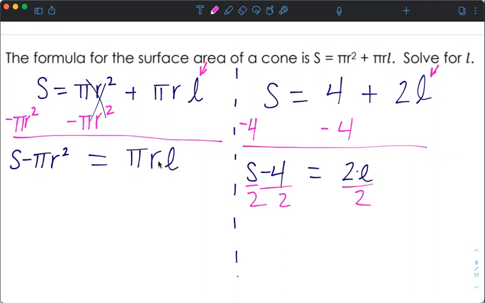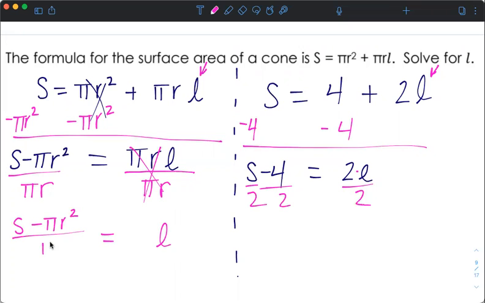For our actual problem, we have pi and r and L, but they're all being multiplied. So to undo multiplication, we can divide by pi and r at the same time. When we divide by pi and r, they cancel out on the right side, top and bottom. So what we're left with is just L, and it equals S minus pi r squared over pi r. A little tricky. Rewatch it if you need to. Hopefully my comparison helps piece that together.